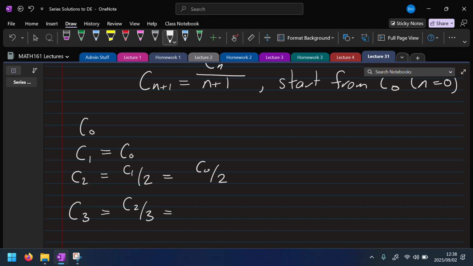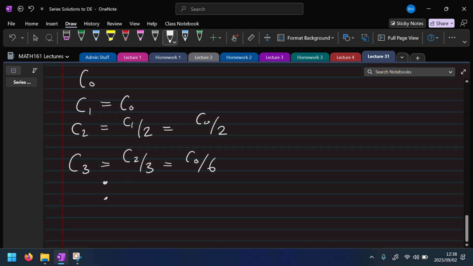What is C2? We want C2 over 3. C2 is C0 over 2, so it will be C0 over 6. Okay, and then you can carry on the pattern there. What we end up with, if you carry on the pattern, is that Cn is equal to C0, because we always have that at every step, and then the bottom just becomes n factorial. Because it was 1, 1, 2, 6. Next one would be 3 factorial, 4 factorial, and so on.